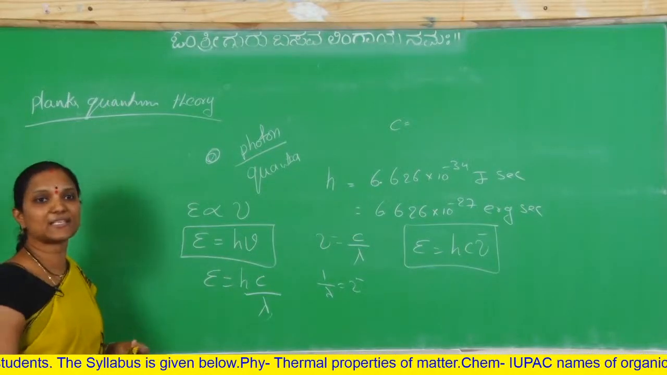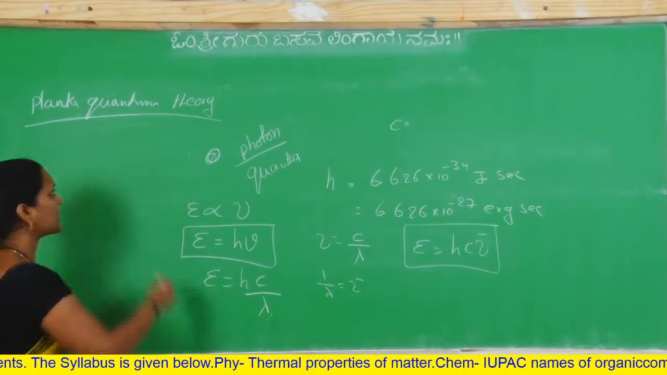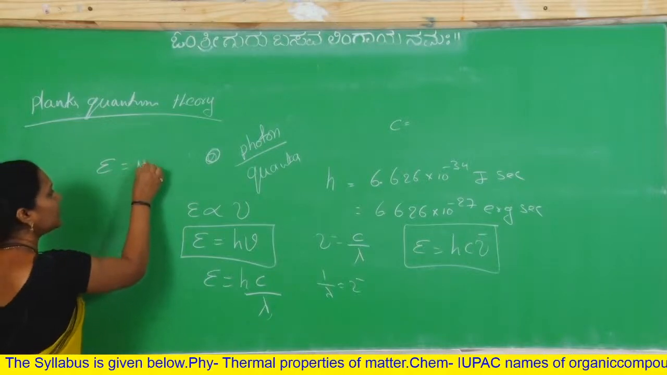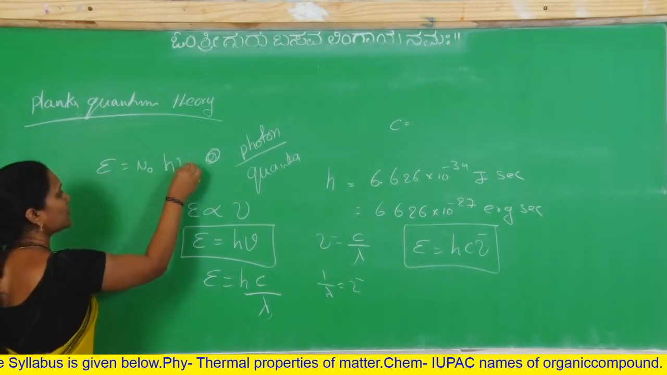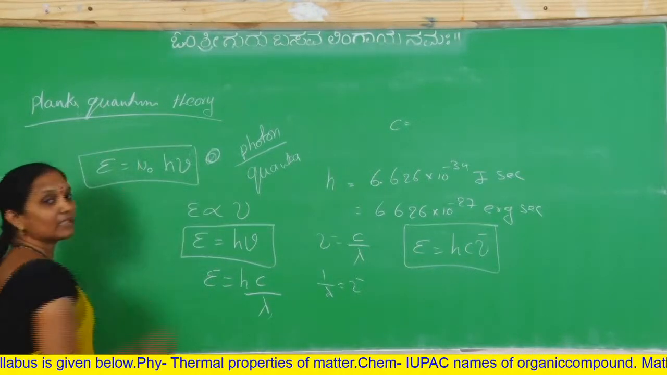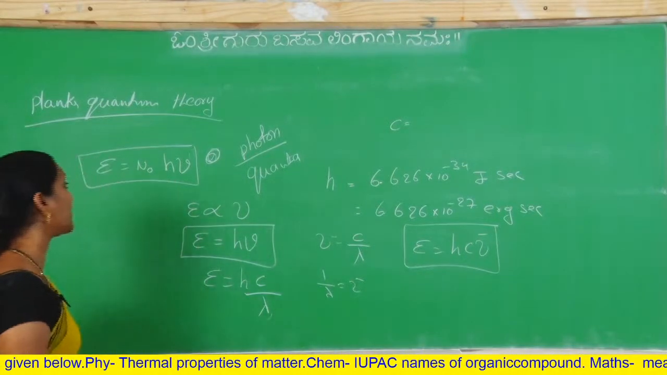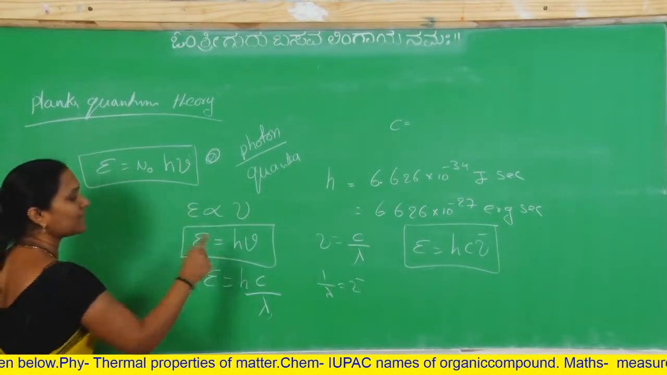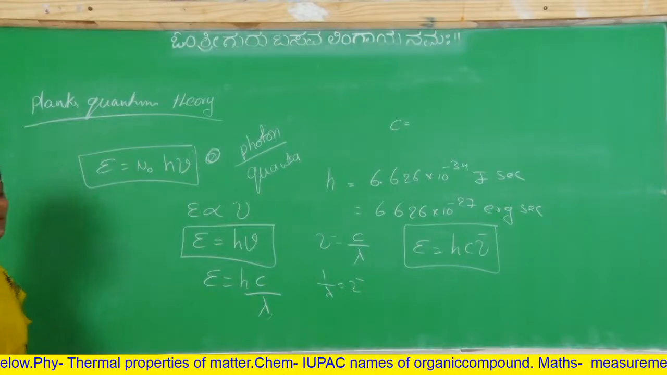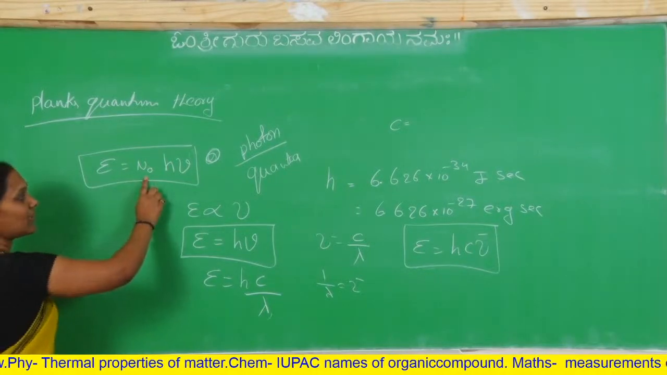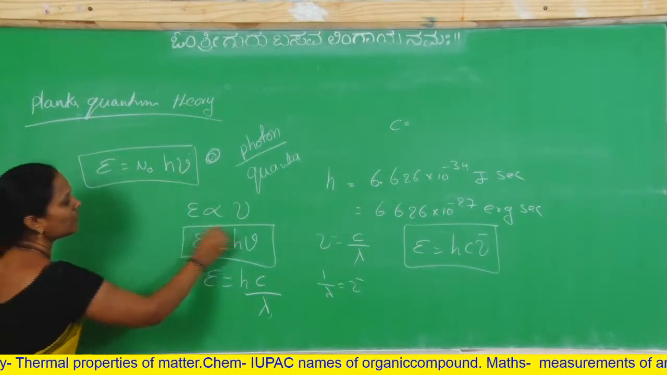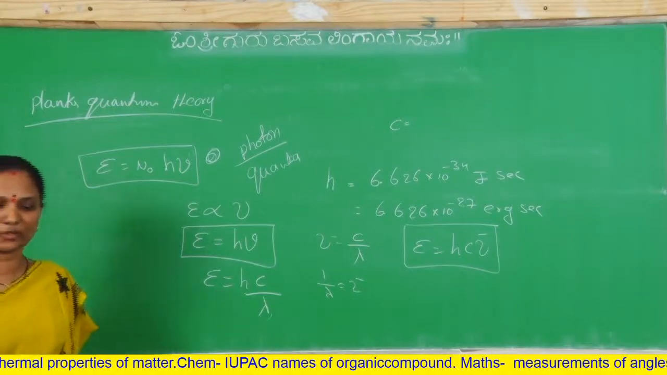If Avogadro number of packets is given, that is 1 mole, then it is Avogadro number into h nu. If 1 mole of packets is given, then Avogadro number into h nu. If 1 packet is given, it is equal to h nu. Anyhow, what is the relation? E is equal to h nu.